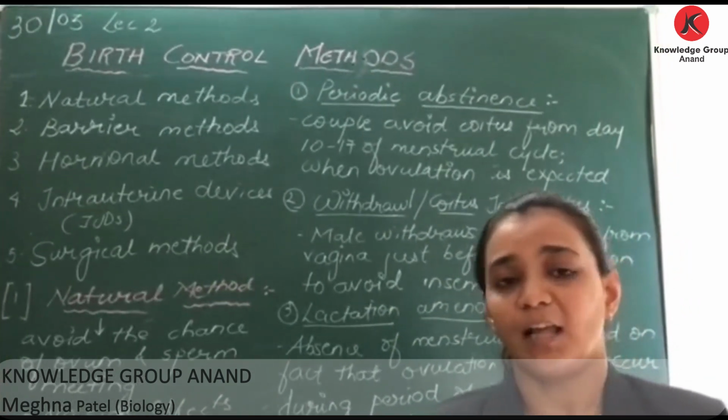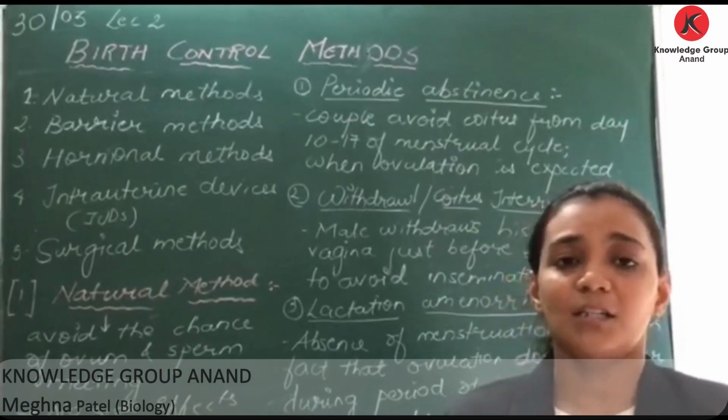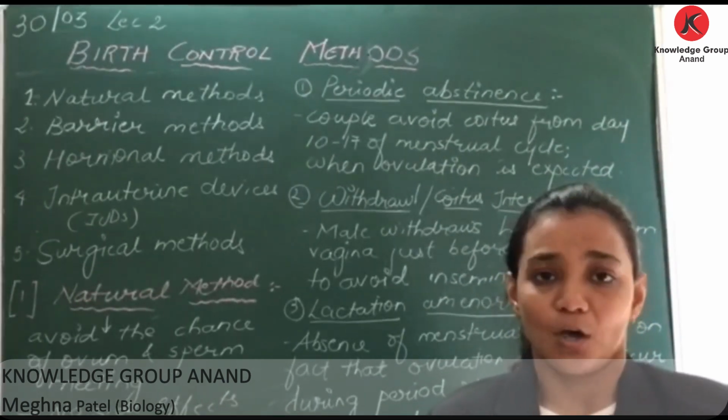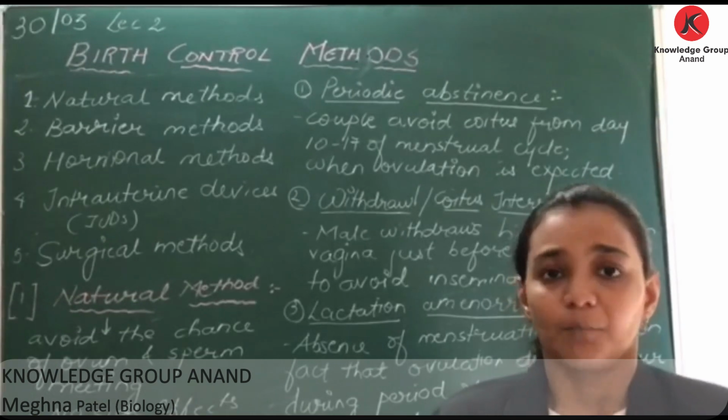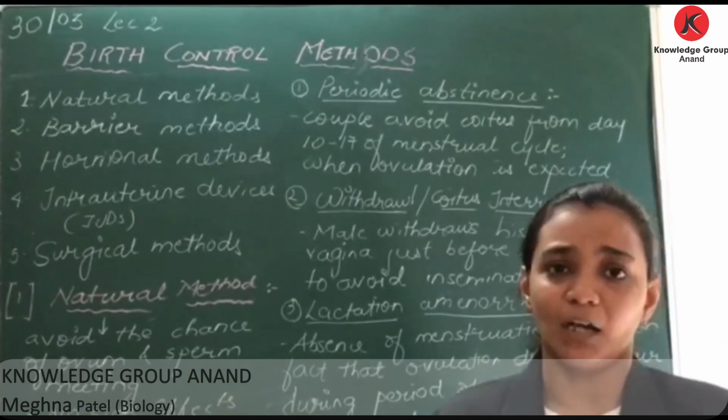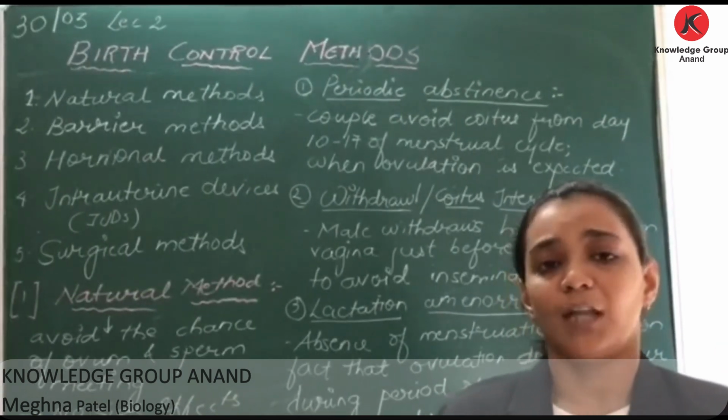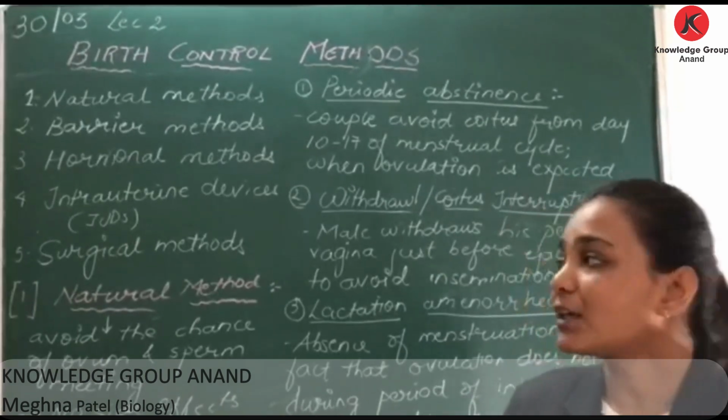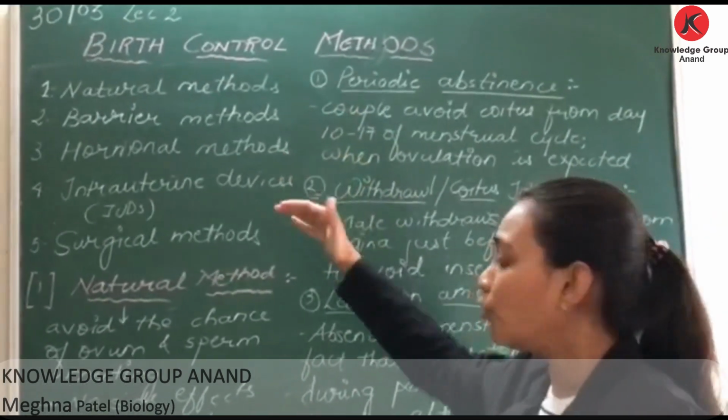Why it is essential, we have already studied: it is very important to reduce the population, because we already know about the ill effects of the increased population. So now it is important to study the different types of birth control methods.